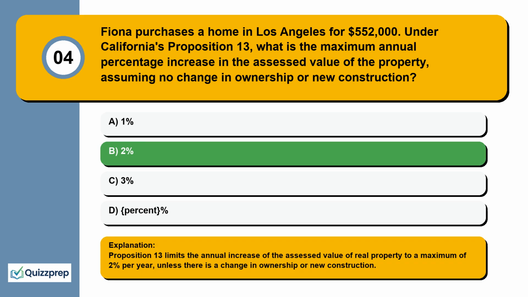Proposition 13 limits the annual increase of the assessed value of real property to a maximum of 2% per year, unless there is a change in ownership or new construction.